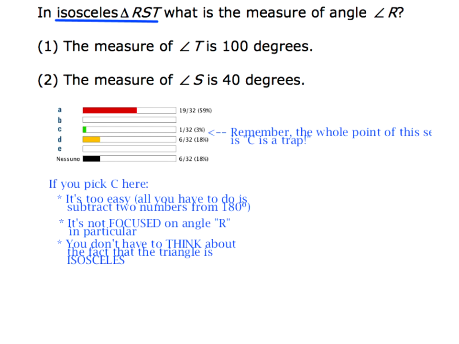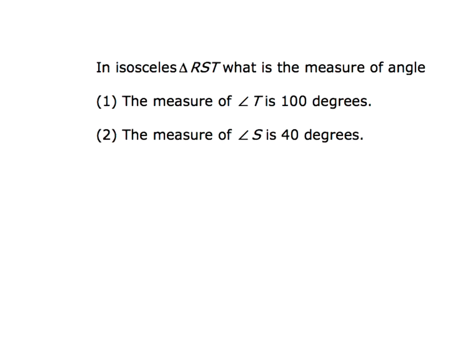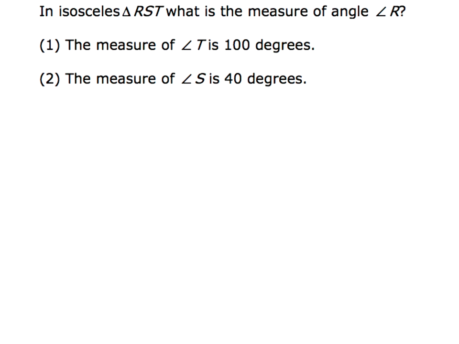Even if you don't know what isosceles is, you should still be guessing A, B, or D here. But who can remind me what isosceles is? Isosceles, what does it mean? It means that two of the angles are the same. And then also one of the most frequently used facts on the test is that that means that the opposite sides are also the same.